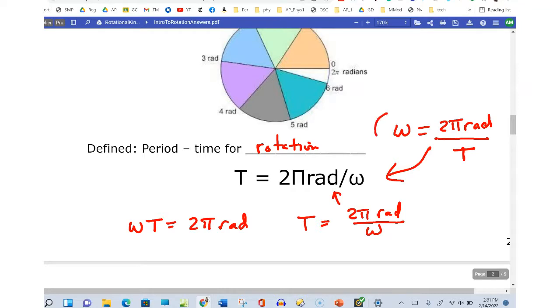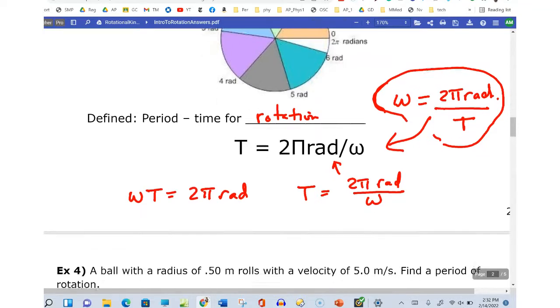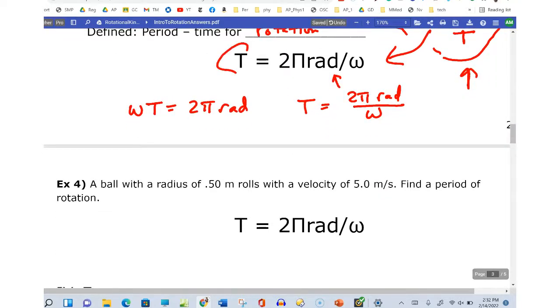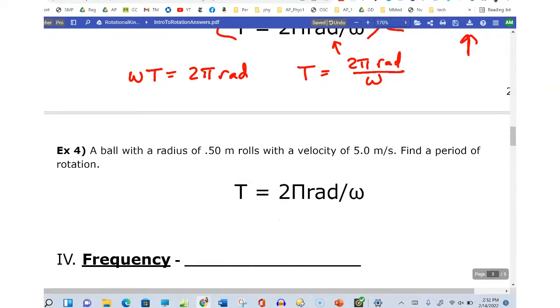But if I have a period question, I like to start with this: when you go one full 2 pi radians, you're going to do that in a period. Period is defined for one full rotation, so I do one full rotation in each period. That's how I'll do any question about period, instead of this derived equation.